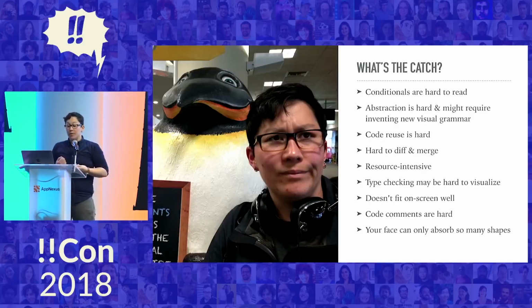So this is all very fun, but what's the catch? There are some things that are very hard to do in visual languages. Abstraction is really hard. You probably have to create a new paradigm to do that. Diffing and merging are really hard. Like, if you made this beautiful visual thing and I made my visual thing, how do we determine what's different and merge them together? It's really hard to show that. And it turns out that your brain can only absorb so many shapes. We have a much better memory for unique words than we do for unique shapes, so it's really hard to work with lots of different tokens at once.